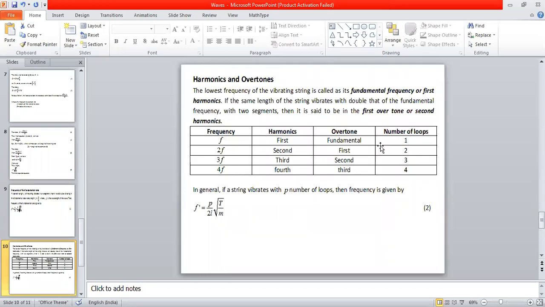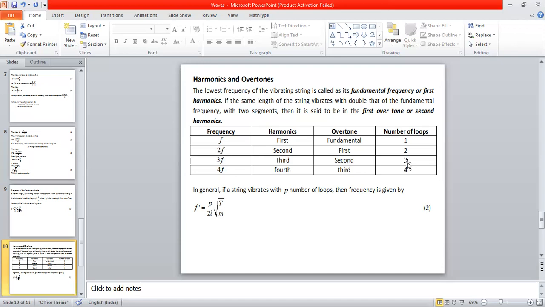Number of loops 1 ಇದ್ರೆ that is called the fundamental note, and it is also called the first harmonic, and the frequency is f. If it is vibrating with two loops, then it is called the first overtone. Be careful here: fundamental note is when the number of loops is 1. Number of loops 2 is called the first overtone. First overtone is the same as the second harmonic, and the frequency will be 2 times f. Fundamental f bandre, so first overtone athwa second harmonic 2f barutte.